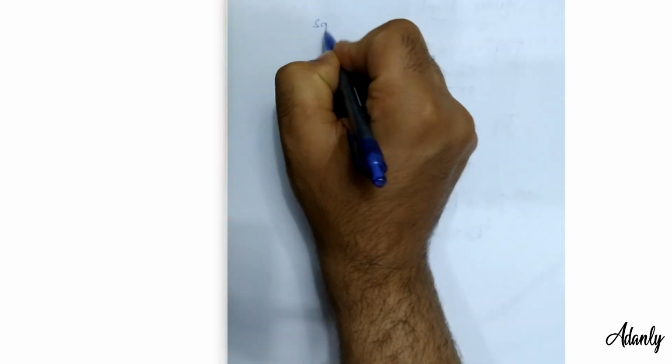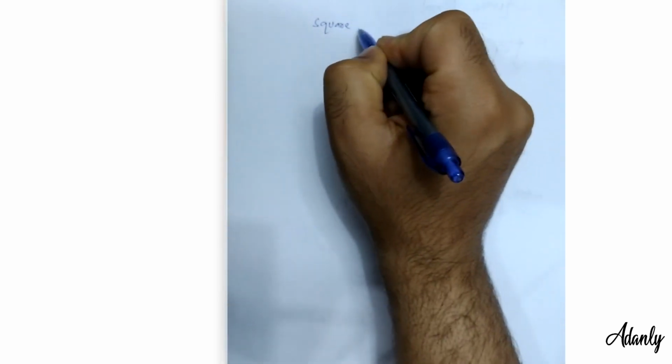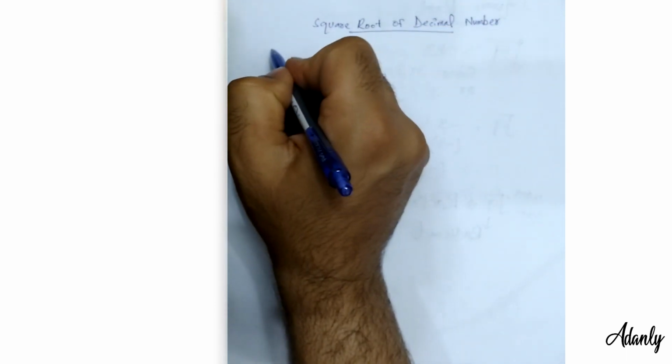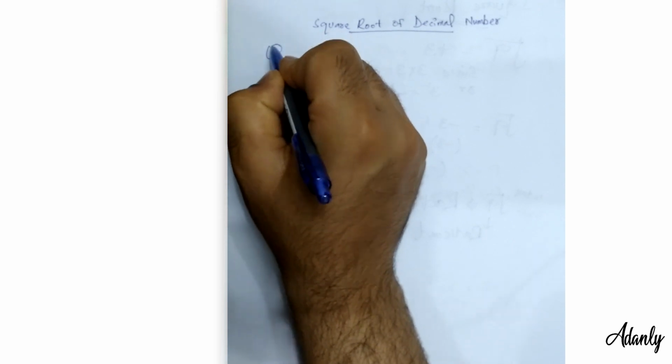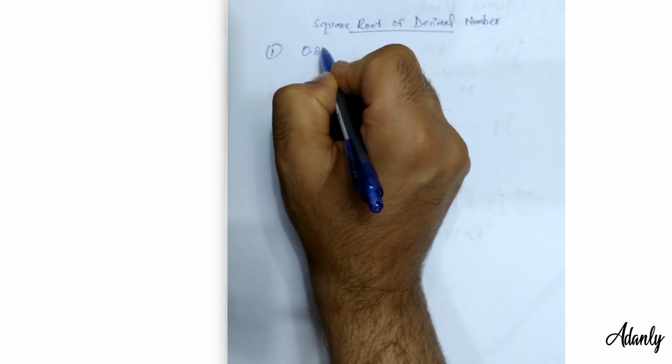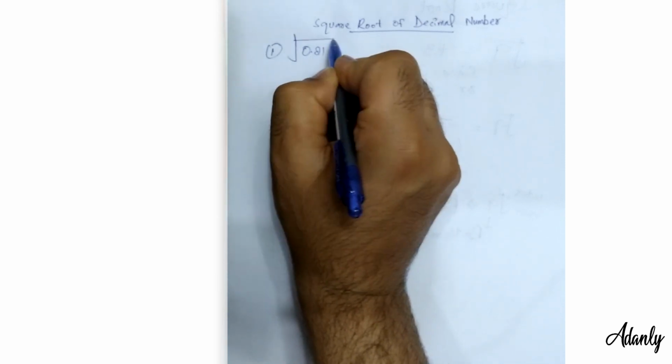In this video, we will learn how to find the square root of a decimal number. Suppose we have a number that is 0.81, and we have to find the square root of this number. So what will we do?